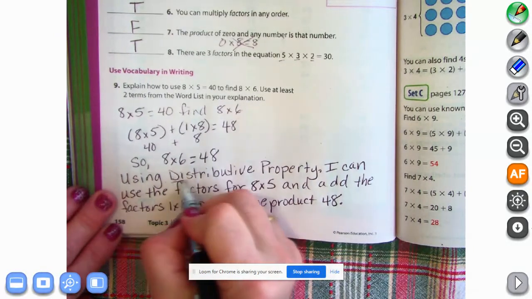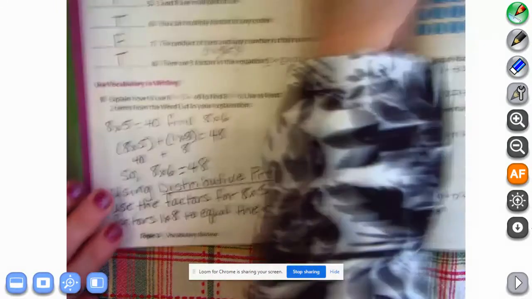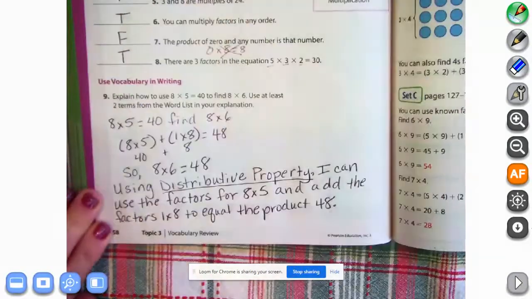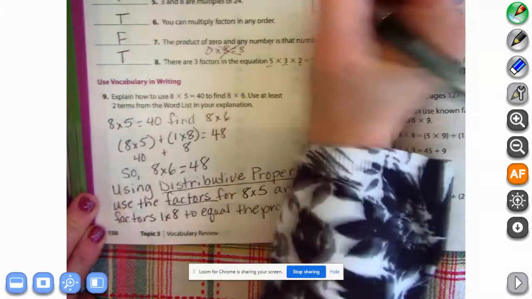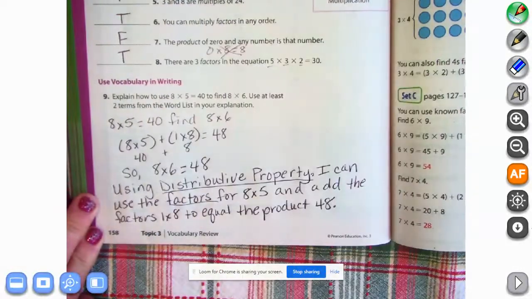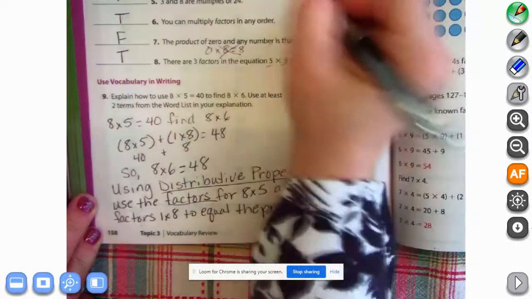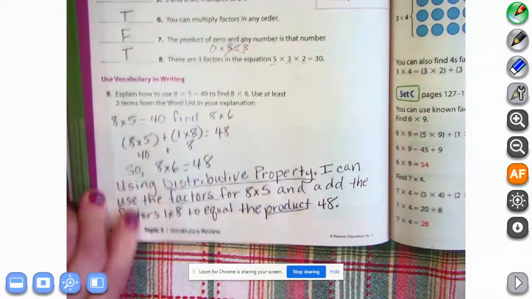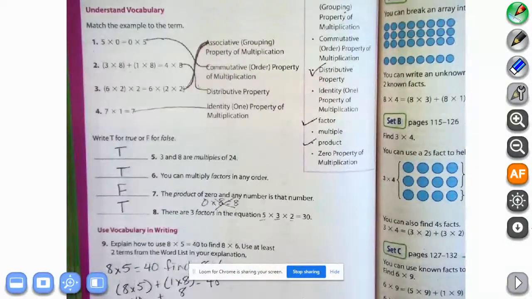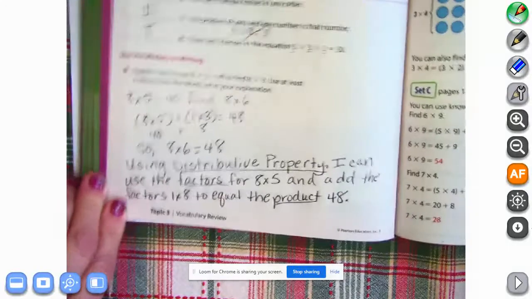So I'm going to go ahead and underline distributive property. That's 1 from up here that we've done. Factors, that's another we've done. And product, that's another word from the list. I've checked off those 3. So I'm going to let you get that copied down.